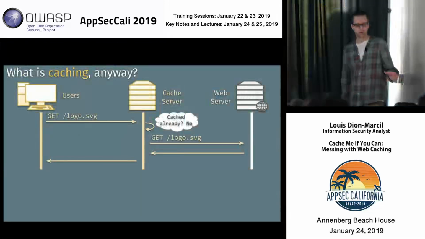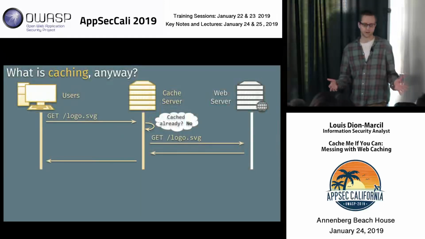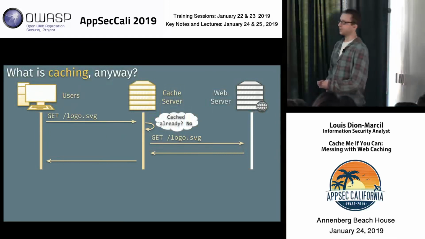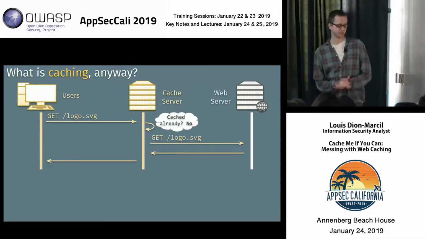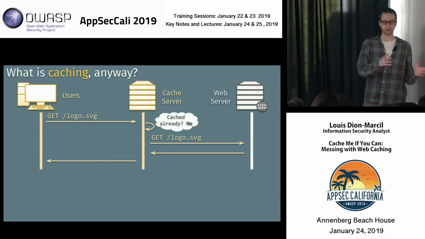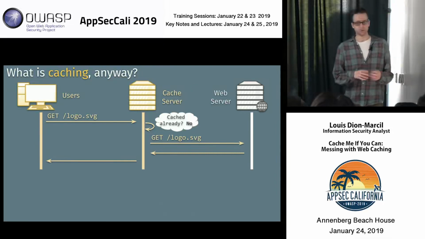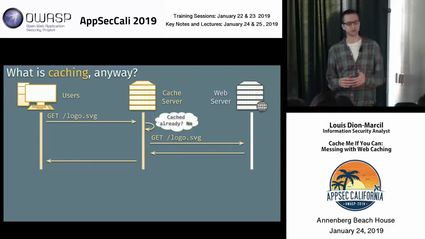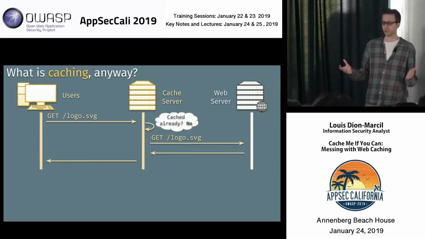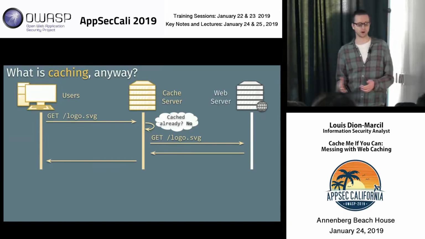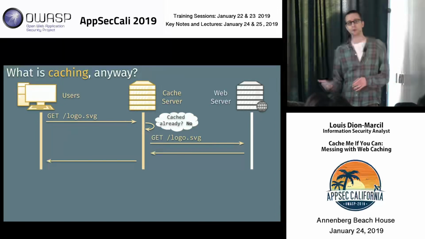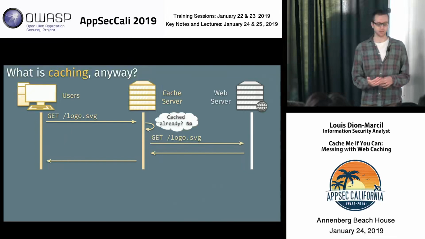So this short 101: what is caching anyway? You can imagine the most simple HTTP transaction as the following. You have your user, you have your cache server, and then you have your web server. The user sends a request which hits the cache server, and the cache will first look at its internal memory. Have I seen this file before? And if so, perhaps I should send that version of the file back to the user.